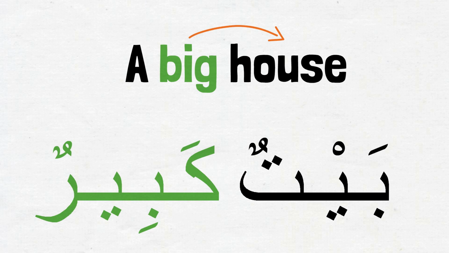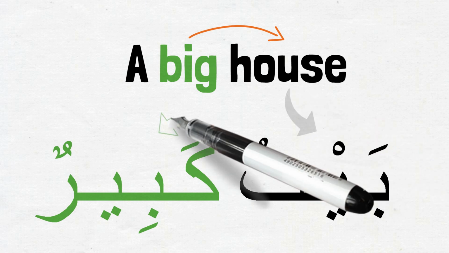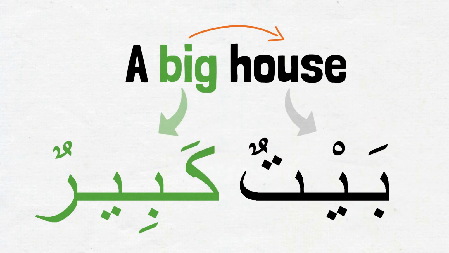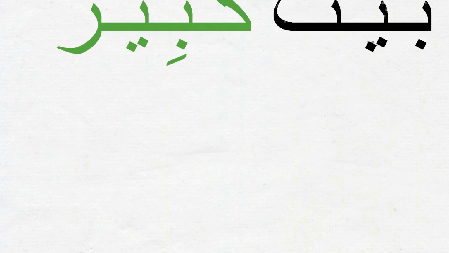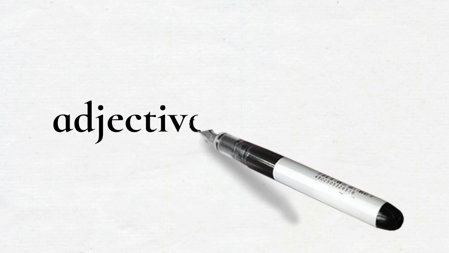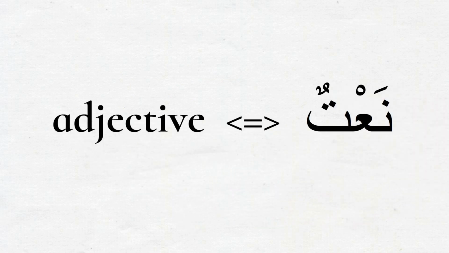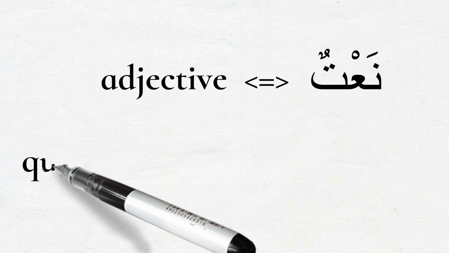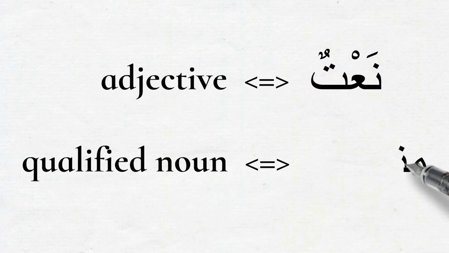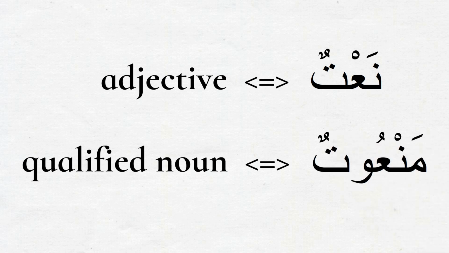Baytun kabirun. So baytun is a house and kabirun is big. As we can see here, the order of the adjective and the noun is switched. That is actually the way it is in Arabic. The adjectives come after the noun that is being qualified. Let's learn some terminologies now. We call the adjective na'at in Arabic, written as na'atun. And the noun being qualified is called man'ut, written as man'utun.